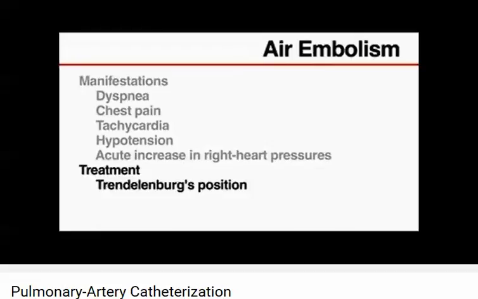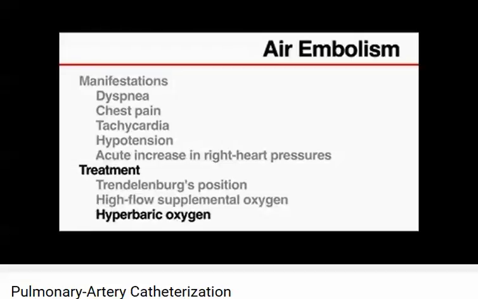The patient should be placed in Trendelenburg's position, which will limit the outflow of air from the right ventricle, and high-flow supplemental oxygen should be administered, as it reduces the nitrogen content of blood and thereby promotes reabsorption of air. In severe cases, hyperbaric oxygen must be provided.